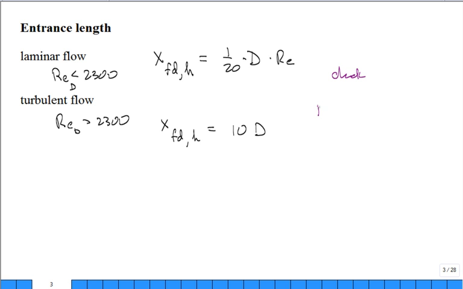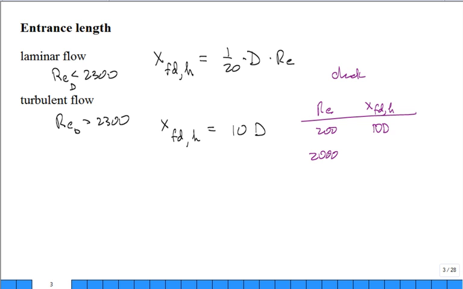Let's say that somebody says the Reynolds number is 200. How far do I have to go to become fully developed hydrodynamically? Well, I'm going to use the first equation. I'll put Reynolds of 200. It'll give me 10 diameters, won't it? All right, somebody says put in 2,000. If the Reynolds number is 2,000, it's probably going to be right at that cusp, but let me say it's still laminar.